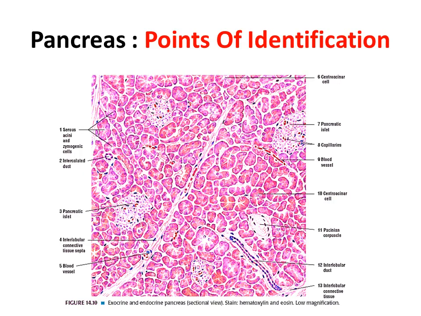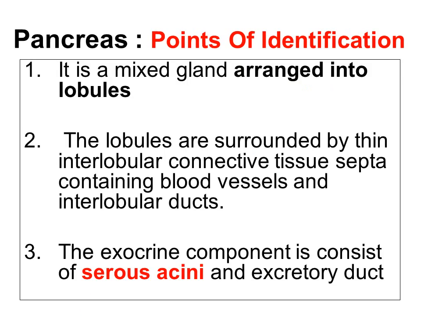So, if we discuss the pancreas, it is a gland which is surrounded by a capsule which sends in septa to divide the gland into lobules. It has an exocrine as well as an endocrine part. The exocrine part is similar to that of a salivary gland. It is staining more darkly, whereas the endocrine part is staining lightly and forms the islets of Langerhans. So, it is a mixed gland which is arranged into lobules. The lobules are surrounded by thin interlobular connective tissue septa containing blood vessels and the interlobular duct.